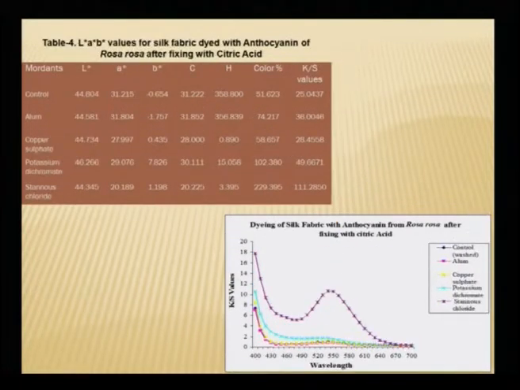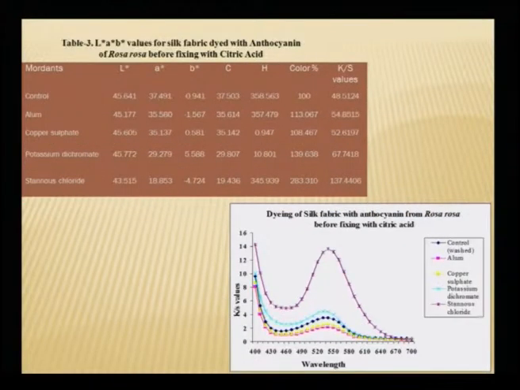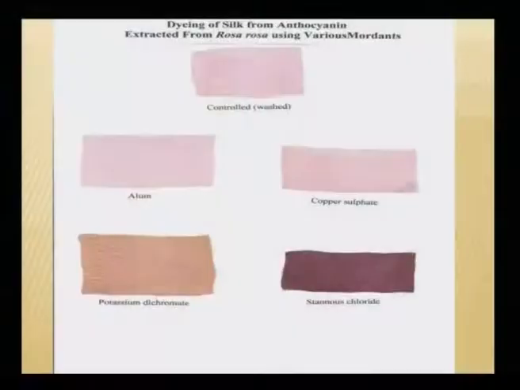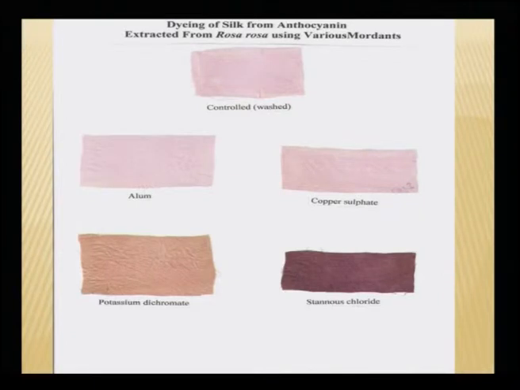Similarly, if we go to the fabric treated after fixing with citric acid, the values have decreased from 137 to 111, but it is still showing good K by S values, and therefore, stannous chloride is also rightly suited for the compatibility of rose anthocyanin. And the fabrics look a little faded in this case, but definitely stannous chloride is much darker for silk as well.